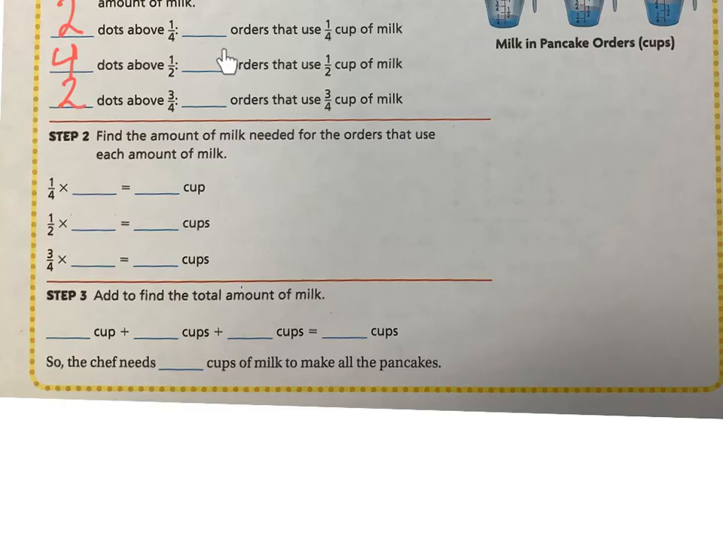How many orders used 1/4 of a cup of milk? Well, if we look at our title here, it says milk in pancake orders. So how many orders used 1/4 of a cup? Well, let's go to 1/4 of a cup, and we know that these dots represent the milk in pancake orders. So our answer here is going to be 2. 2 orders that used 1/4 of a cup.